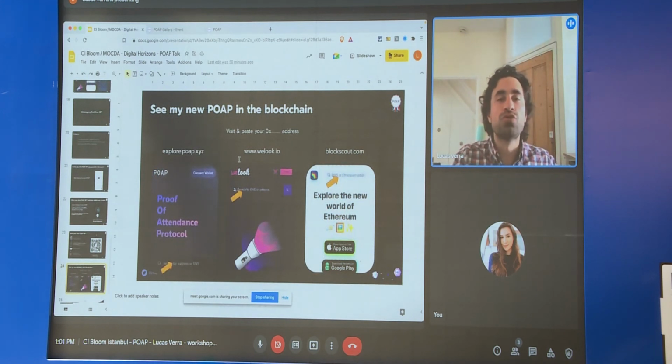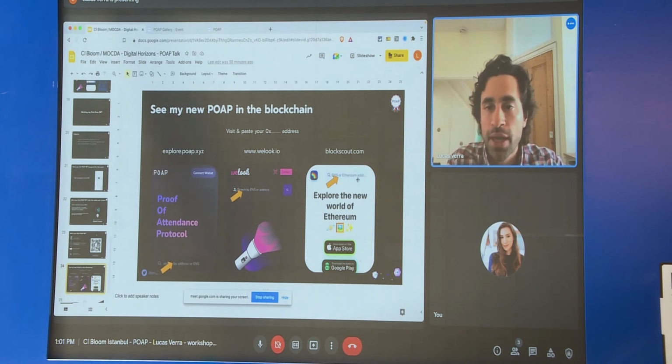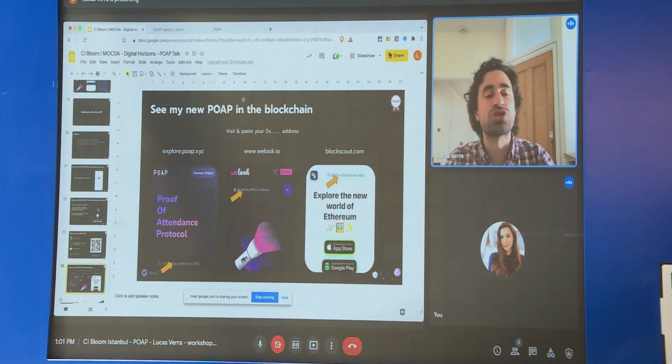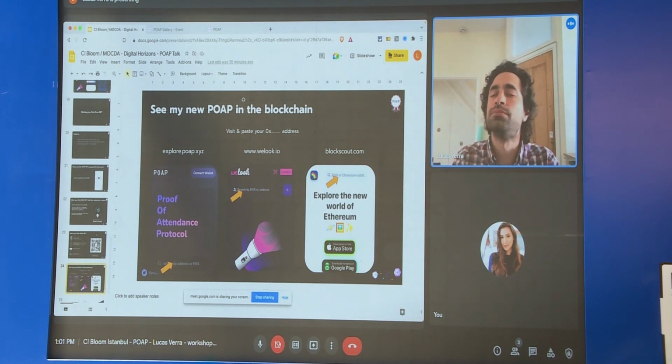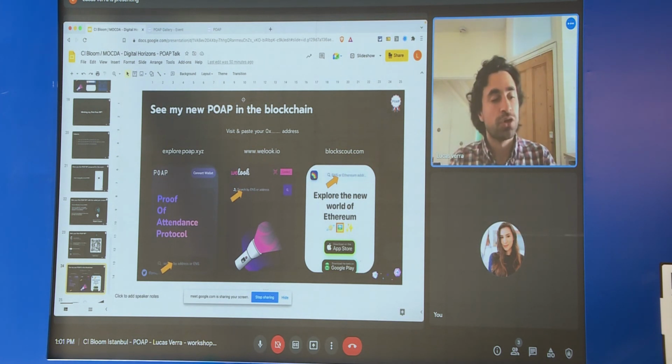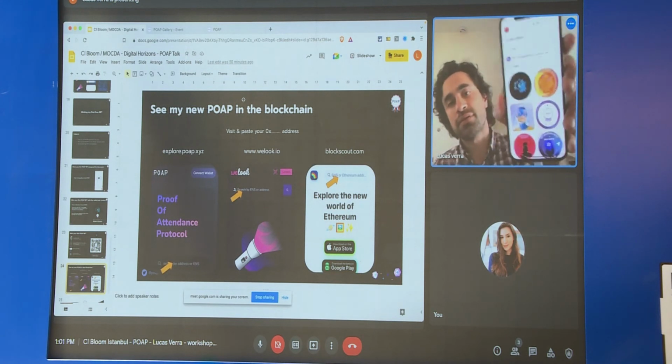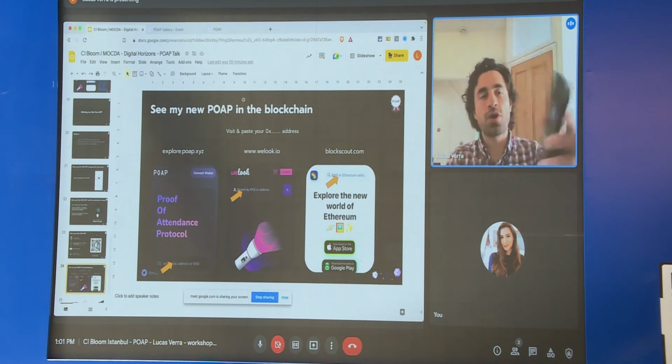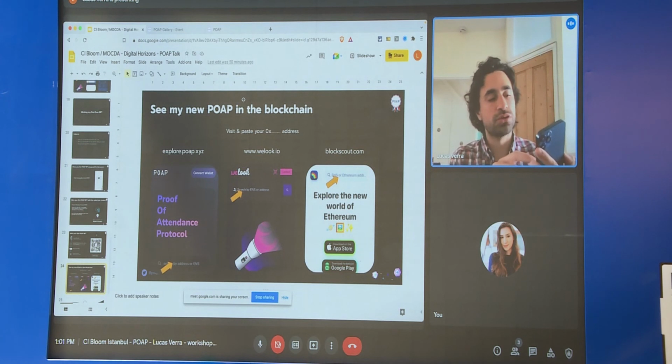Then what I do recommend you to do is go to a blockchain explorer, like Blockscout, or even, normally, if you check your Rainbow wallet, you will see your new POAP. Look, this is my Rainbow wallet, and I can see my POAP. Can you guys too?